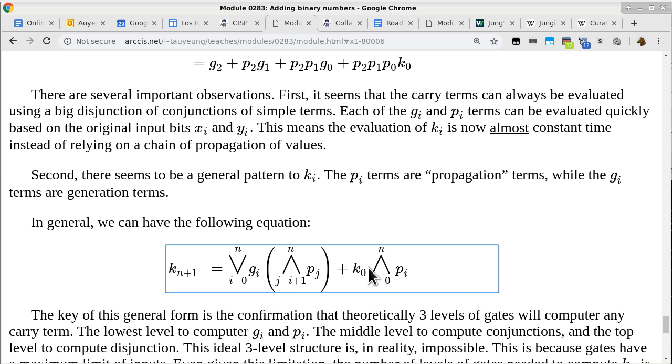But looking at this, are we still convinced that there are only two propagation delays? One gigantic AND gate, a whole bunch, N plus one, gigantic AND gates. Each gigantic AND gate gives you a result to feed to one gigantic OR gate. Two propagation delays. Is that okay? Okay, all right.